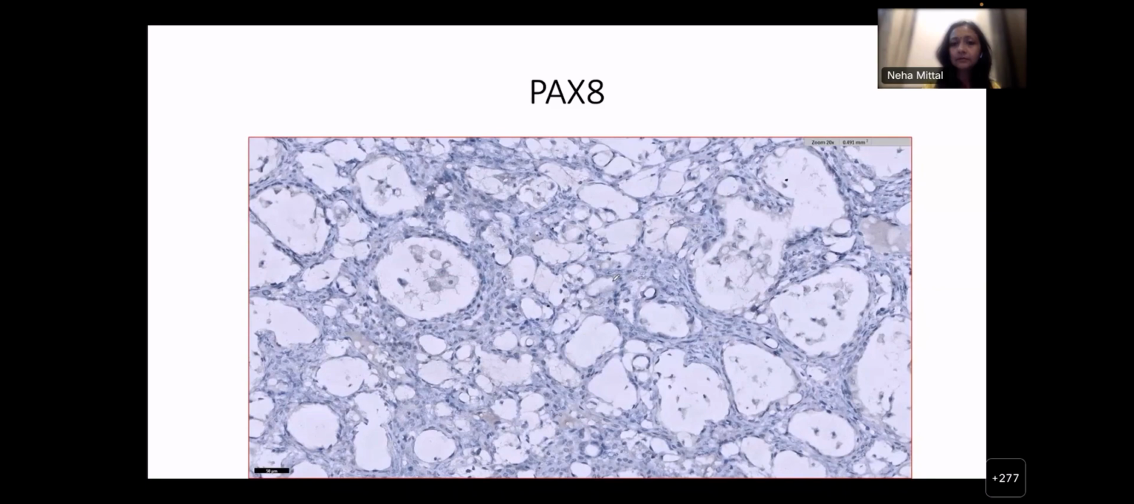Somebody else, PAX8, quickly please. PAX8? Negative, ma'am. Yes, PAX8 is negative. What type of staining is PAX8? It's a nuclear stain. PAX8 is nuclear. You see the nuclei are not brown. So this is negative for PAX8.